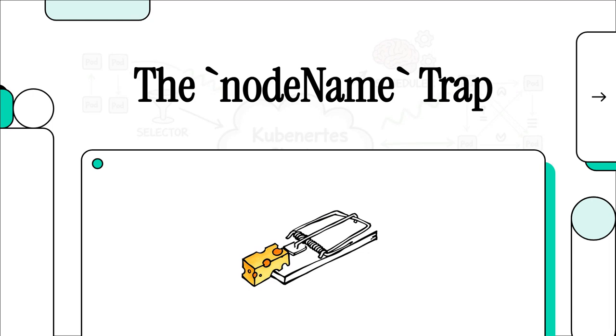All right, let's talk about something that trips up so many people working with Kubernetes. You've probably had that moment where you think, I just need this pod to run on that specific machine. And when you go looking for a solution, you find this one little field that looks like the perfect, easy answer. But as we're about to find out, that tempting shortcut, it's actually a trap.